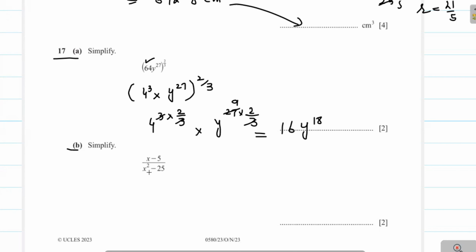Part B, simplify x minus 5 over x squared minus 25. We can write this x squared minus 25. We use the identity a squared minus b squared, which is equal to a plus b into a minus b. Therefore, x squared minus 25 becomes x plus 5 into x minus 5. We write x minus 5 as it is. Therefore, we divide x minus 5 by x minus 5, which is equal to 1. Therefore, 1 over x plus 5 is our answer.